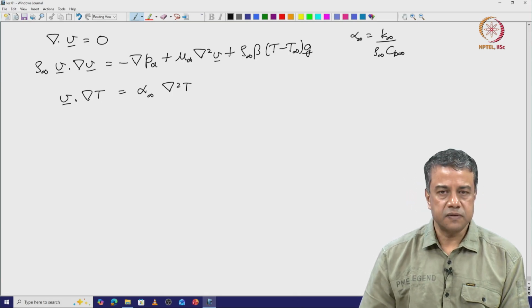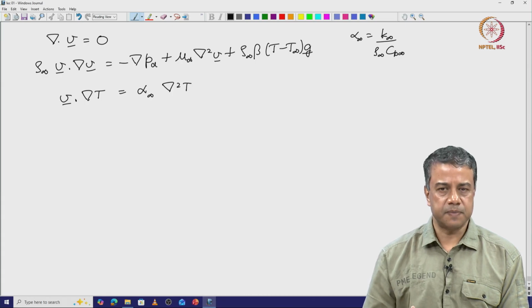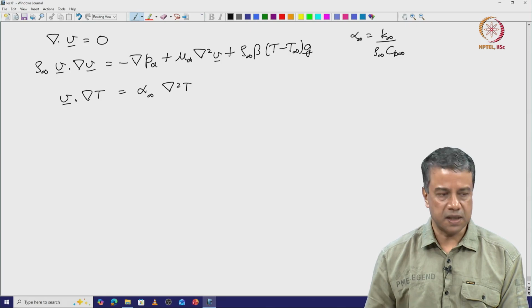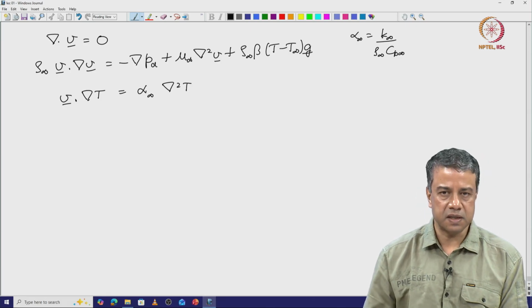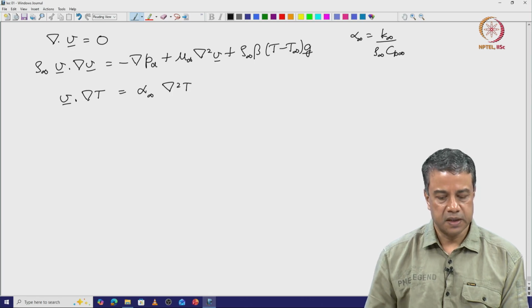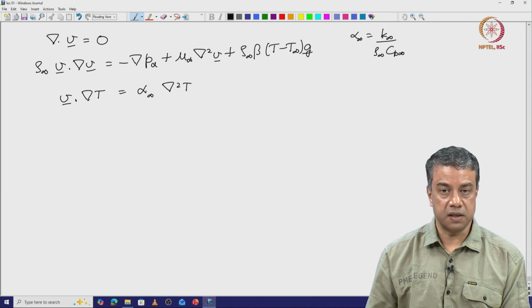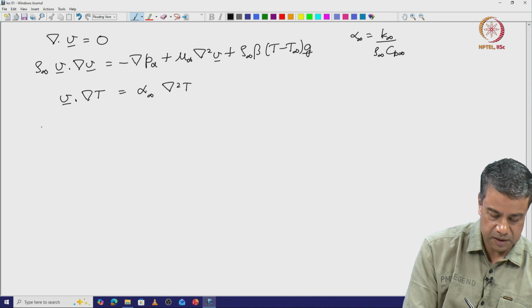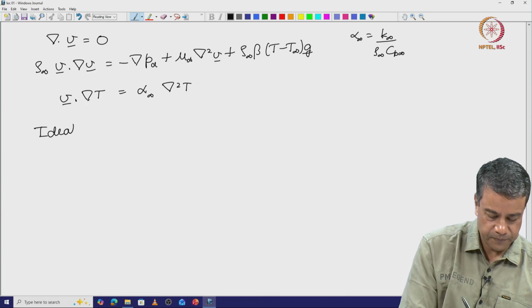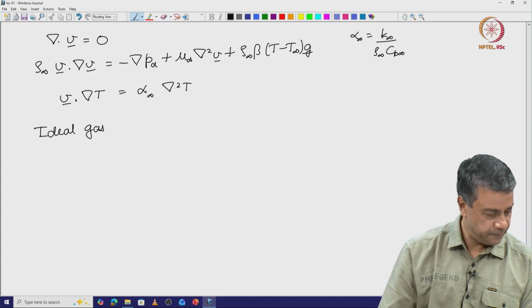So, let us consider this for a gas. For a gas, you would expect the density variations to be larger. In liquids, you expect the density variations to be smaller. So, let us explore for a gas under what conditions the density variations can be neglected. Okay, so, ideal gas.